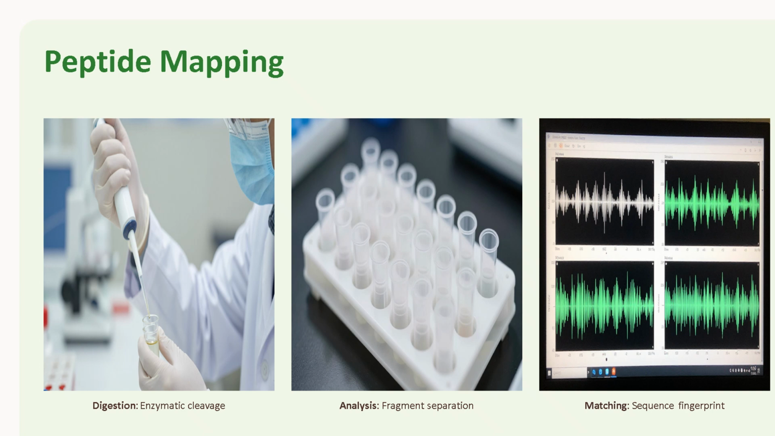Each fragment corresponds to a specific portion of the original peptide sequence. By comparing the resulting fragment pattern, often called a molecular fingerprint, with a known reference, scientists can confirm that the sequence and structural arrangement of the peptide are correct.